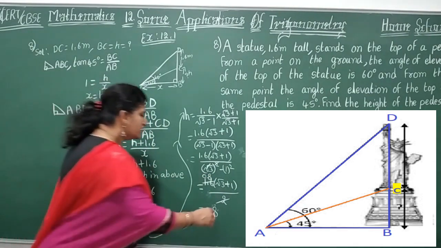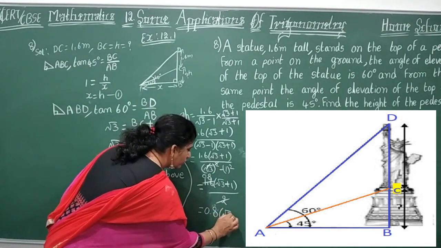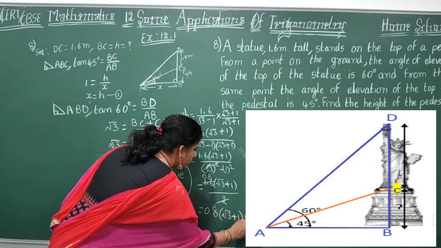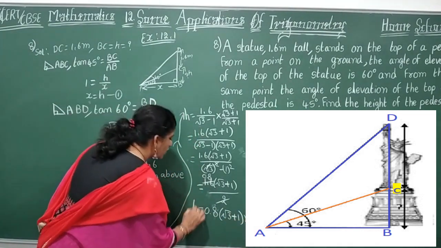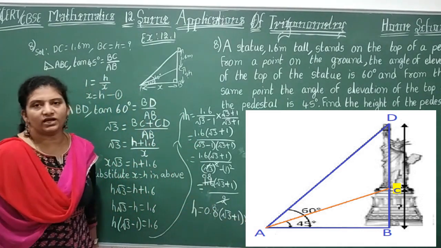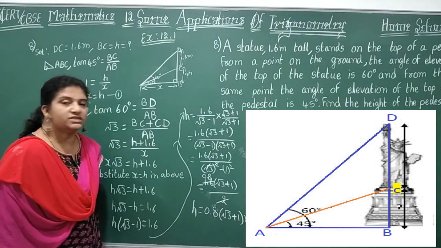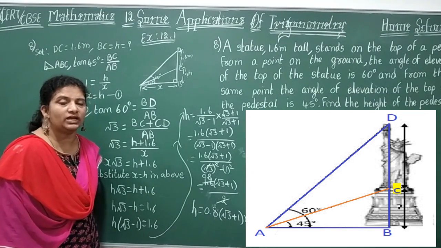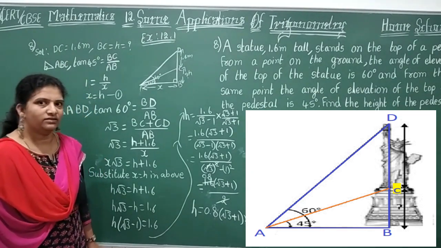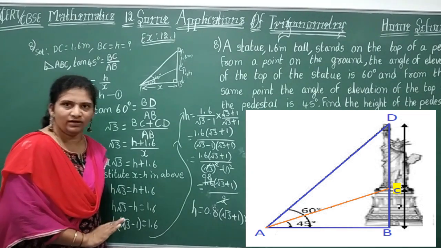So here 0.8 into root 3 plus 1 meters is what, children? Height of the pedestal. What is the height of the pedestal here? 0.8 into root 3 plus 1 meters. This is your height of the pedestal.